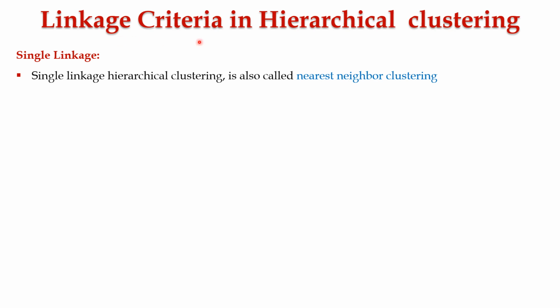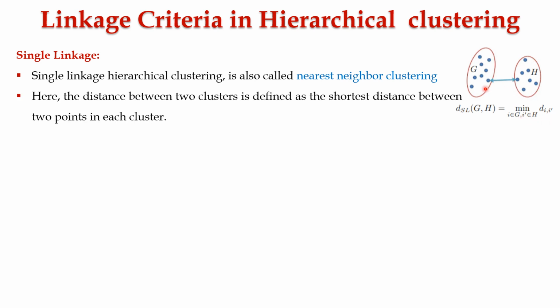Let's learn about linkage criteria in hierarchical clustering. The first is single linkage. It is also known as nearest neighbor clustering. Let's consider two clusters, namely G and H, and the distance between the two clusters using single linkage is represented as D_SL(G,H), which is equal to the minimum of d(i,i'), where i belongs to cluster G and i' belongs to cluster H. Here, the distance between the two clusters is defined as the shortest distance between two points in each cluster.